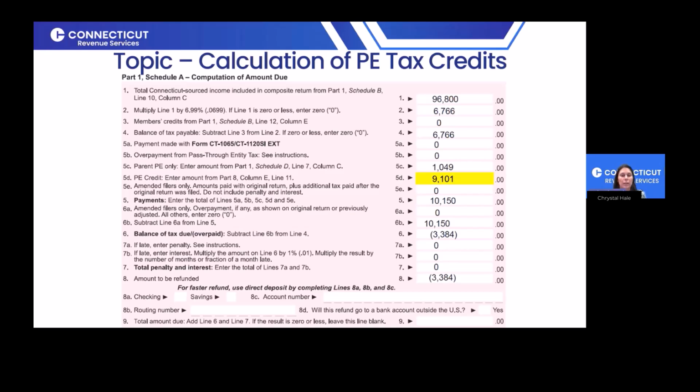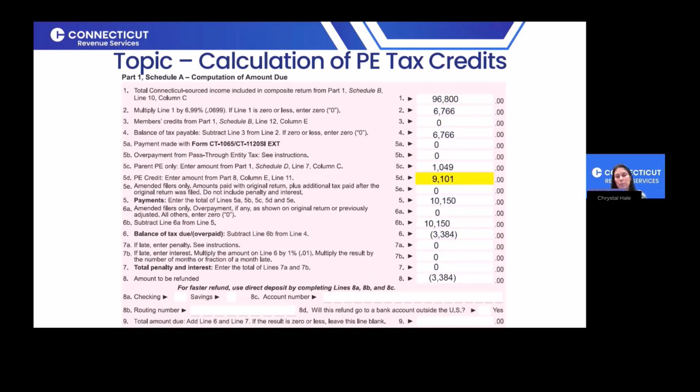We're going to apply payments that we've already talked about. We have our Part 1 Schedule D composite payment from ABC of $1,049. We have a PE credit, though, from the Part 8 that we completed, column E, there it is. There's the $9,101.